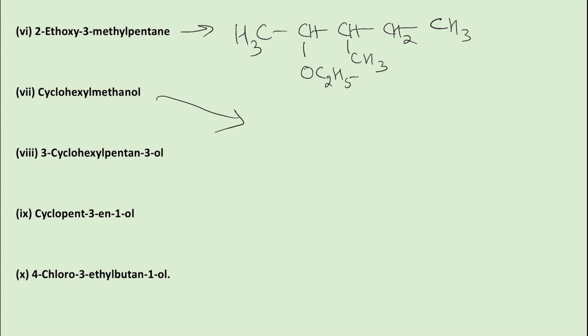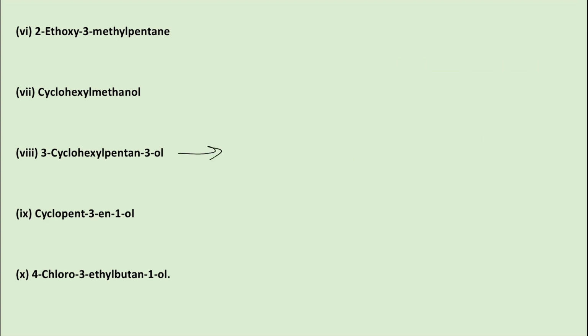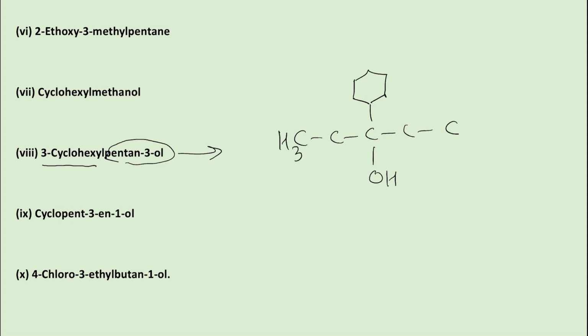Next is cyclohexyl methanol. Okay, methanol is CH3OH, but it has cyclohexyl also, so I have to make it CH2 and put cyclohexyl here. That's the compound, cyclohexyl methanol. Simple, right? Next is pentane 3-ol. So 1 2 3 4 5, on the third carbon OH, and cyclohexyl on the third carbon, cyclohexyl also, right? And then complete the bonds again.